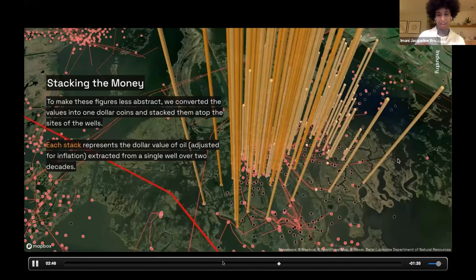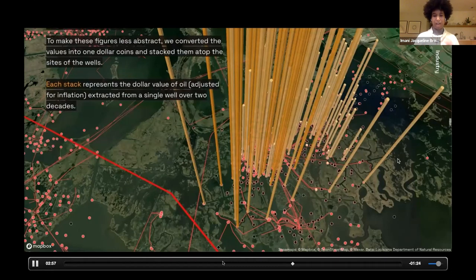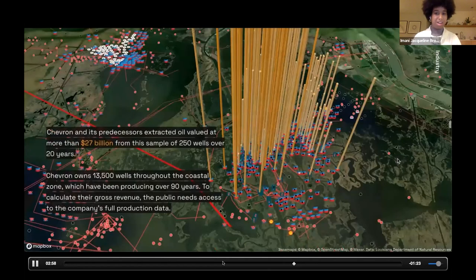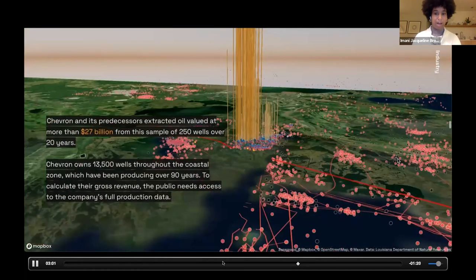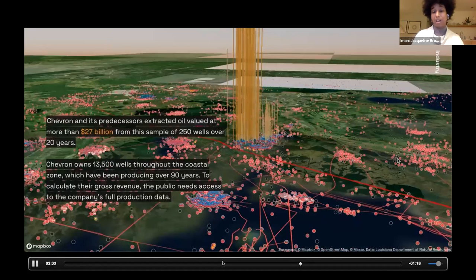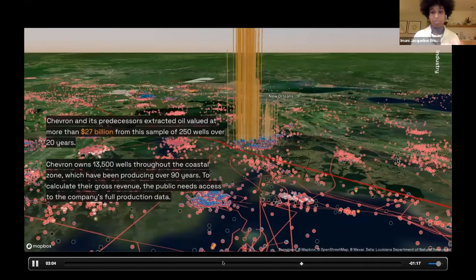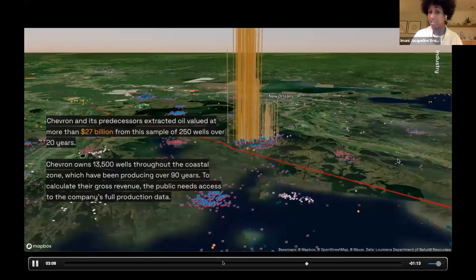Converting each of these figures into dollar coins, we can then start to step back and get a sense of the vast quantities of wealth extracted from all of these wells, extracted from Louisiana, which, mind you, is the second poorest and perhaps incidentally, perhaps not, the second blackest state in the United States.